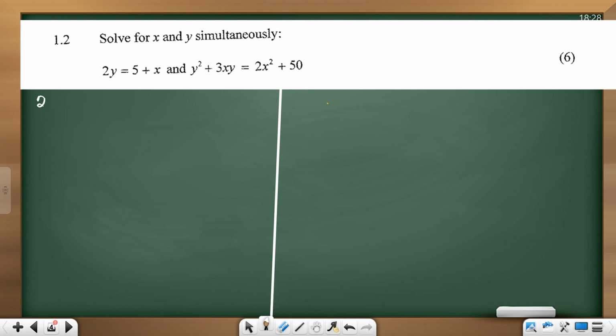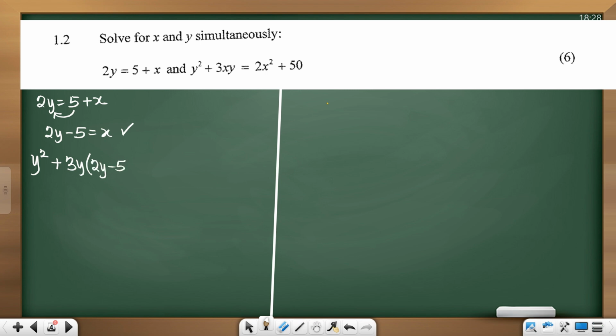All right, 2y equals 5 plus x. I can get x from here by bringing that there. So x equals 2y minus 5. Just do it carefully. I have my first mark. Anywhere I see x, I'm going to then substitute. Check. Y squared. Just take your time. You'll get there easily. 3xy, but I'm writing it as yx.